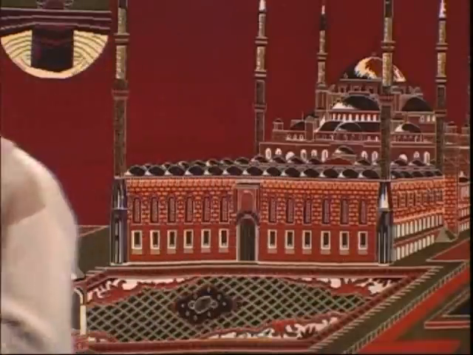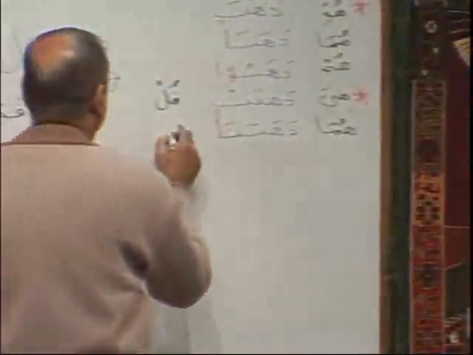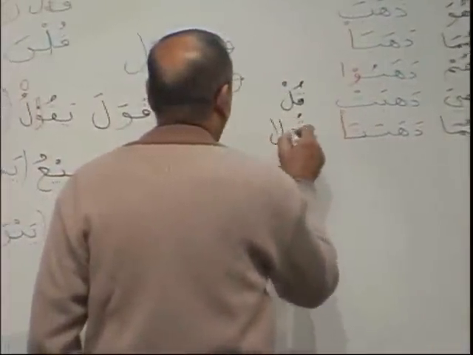What will be the Amar of Qala? Qul. But what will be for Huma? Qula. How will you write down Qula? With Waw. The Waw doesn't get dropped. It got dropped only in the first. This is where most of us make mistakes. We say Qul and then we say Qula without Waw. Are you with me? I will write it down. Qul and then Qula. Why Qula, brother?